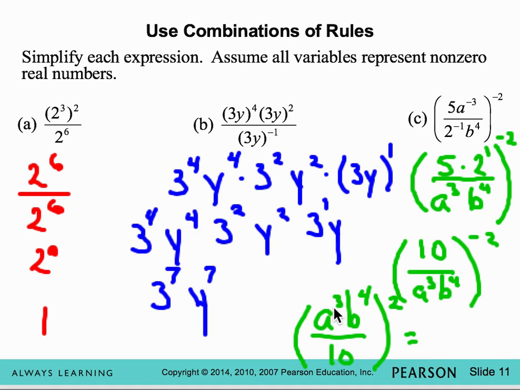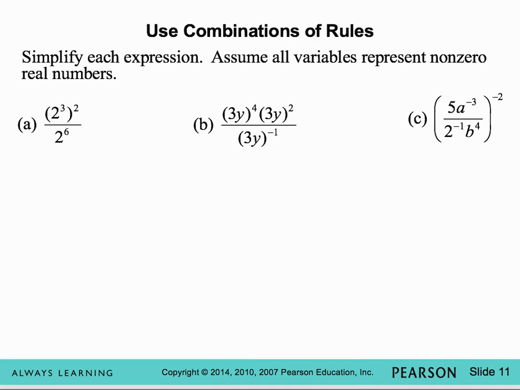So if I've got an exponent raised to an exponent, I multiply. 3 times 2 is 6. 4 times 2 is 8. And 10 squared is 100. Okay. Let me know. Go get some practice.